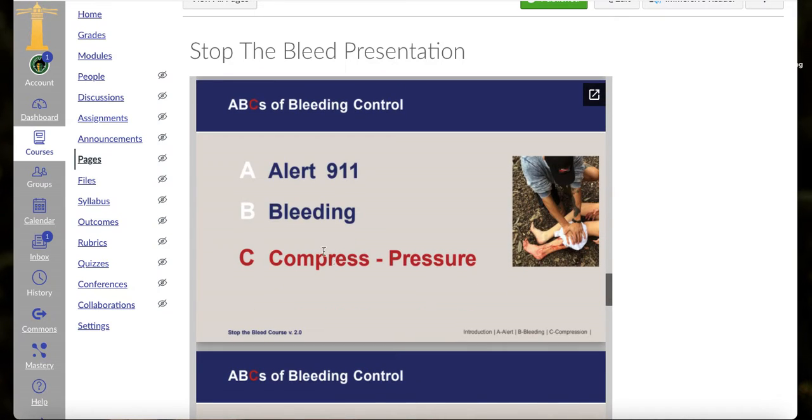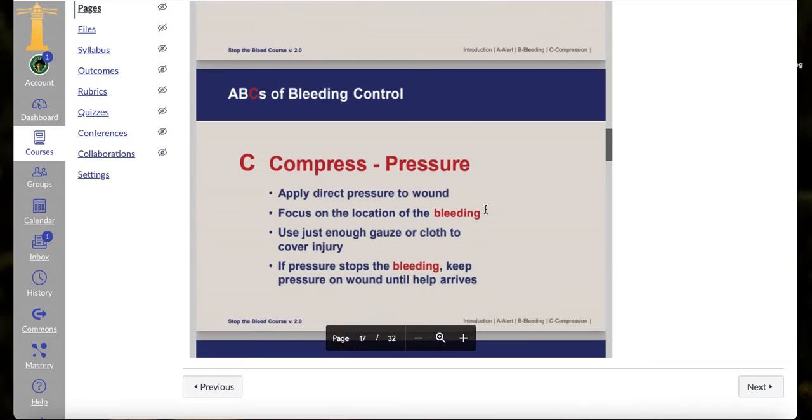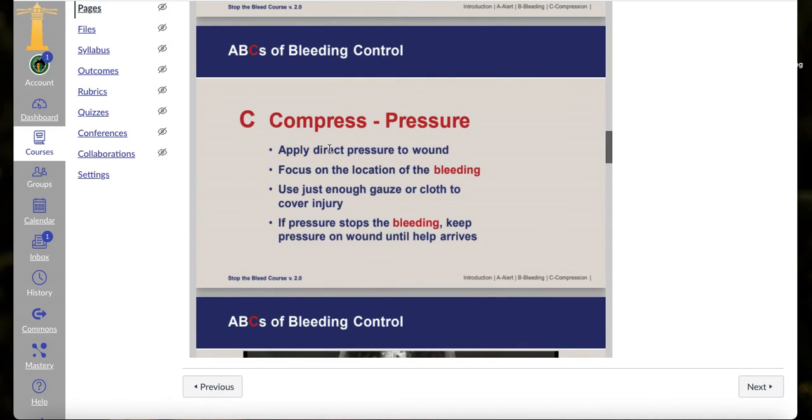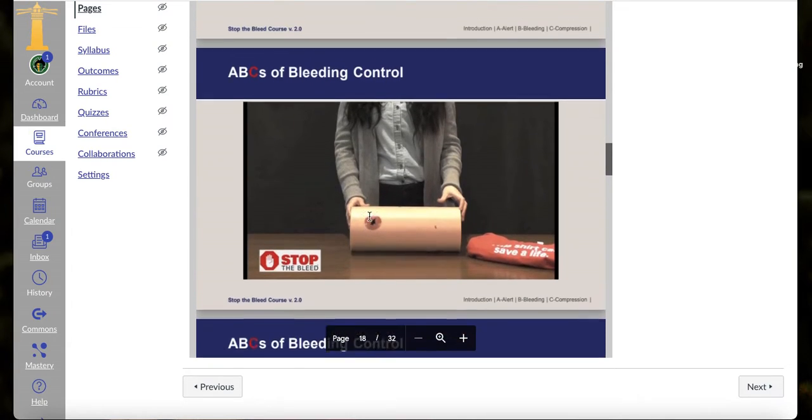All right, next up, compress. You want to make sure that you put pressure on the wound. We talked about how you can use clothing, towels, paper towels, things that you have at your disposal. This person used their lab coat. You're going to apply directly to the wound, focus directly over the location of the bleeding, and use just enough gauze or clothing or whatever to cover the injury. If pressure stops the bleeding, then you have to keep that pressure on until help arrives.